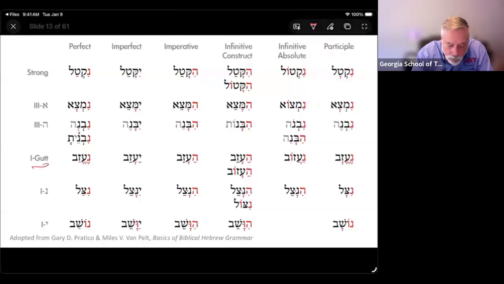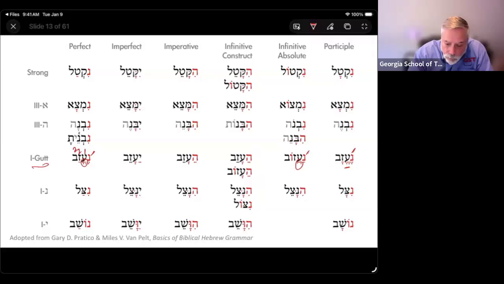first guttural I think is really quite simple. We're going to retain the nun in three forms: the perfect, the participle, and the infinitive absolute. Wherever you retain the nun, that makes life much simpler. Here's our root one, root two, root three. Because it's a guttural, it's going to use a hateph vowel. In some cases, in the participle and in the perfect, it's going to use the segol hateph vowel.